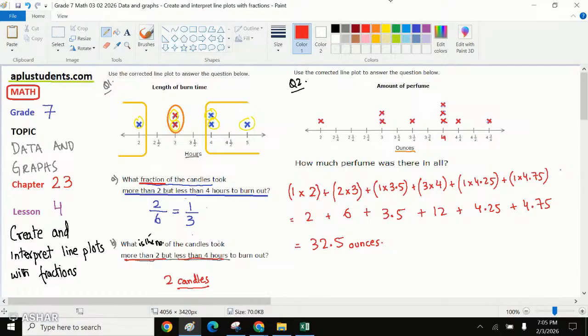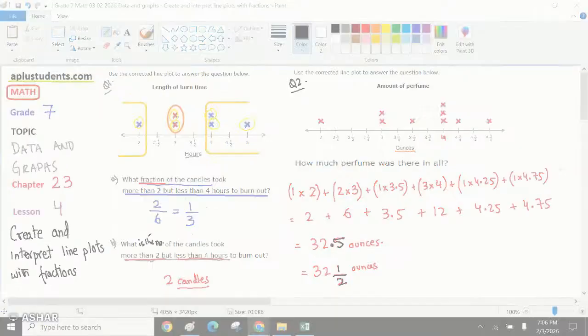32.5 ounces. We need to give the answer in fractions. That means 0.5 can be written as half, right? So it changes into a fraction. That means there were 32 and a half ounces of perfume altogether. Do we agree on this? Because the questions are in fractions, we need to give our answers in fractions, okay?